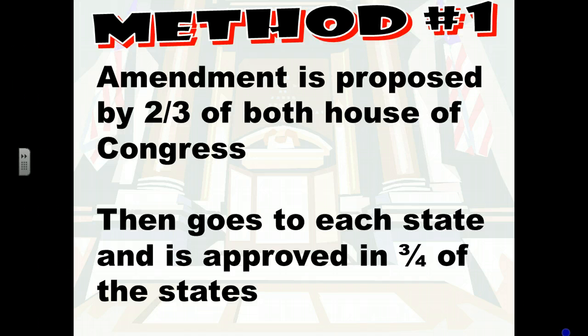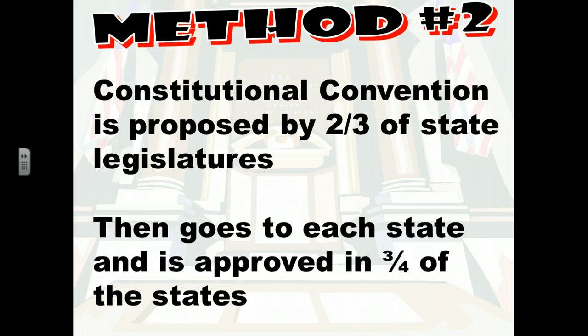Now, Method 2, the one that's never actually been used before, the first part is different. The second part's the same, but instead of going through Congress, a constitutional convention is proposed by 2/3 of the state legislatures. So it is possible to do this without Congress's approval, and that's kind of why they came up with this one. It's more generated from the state perspective instead of Congress's perspective. You need 2/3 of the state legislatures to propose a convention, and then once it's written, it goes to the states, and it has to be approved by 3/4 of the states at that point.